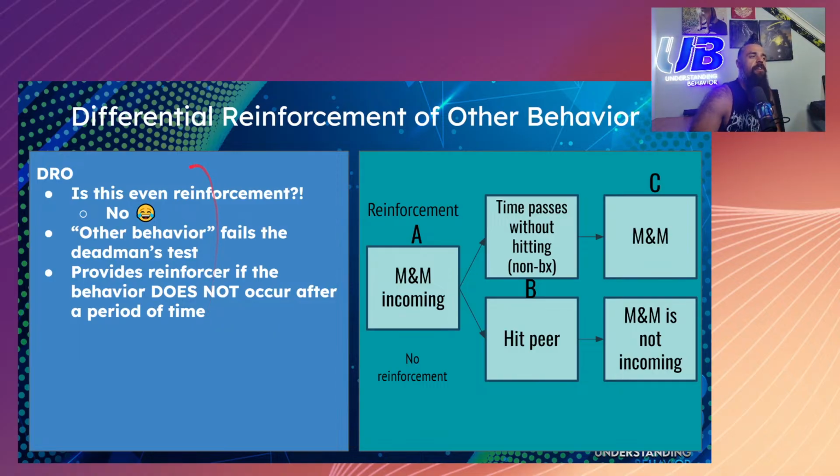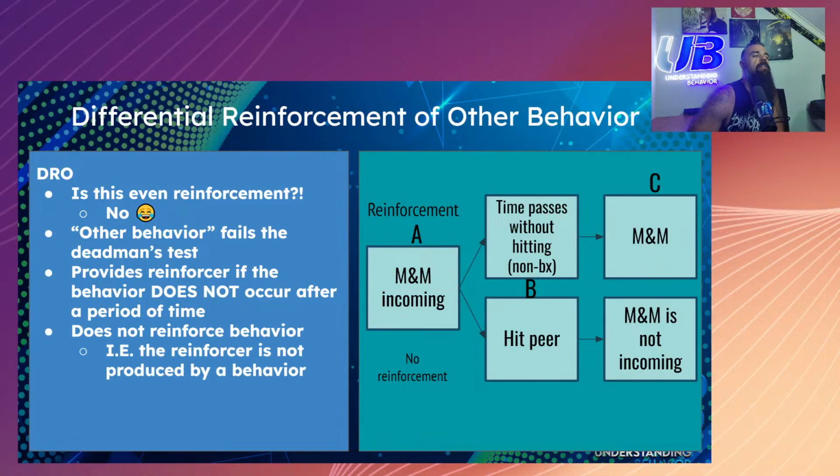Since the reinforcer delivery is actually based off of time alone, this is not considered a behavior, and that means it's not reinforcement. Reinforcement is a relationship between a behavior and a consequence. But this is not a relationship between a behavior and a consequence. This is a relationship between time passing and a consequence. So there is no reinforcement in DRO. Again, the reinforcer is not produced by a behavior.